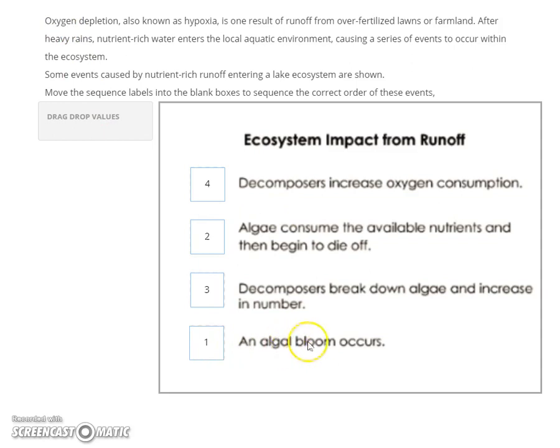So algal bloom happens first, then the algae consume all the nutrients, and then they start to die back off again. Step 3, decomposers start to eat them, basically, and then decomposers, because there's so many of them now, are going to use up more oxygen. So that's step 4.